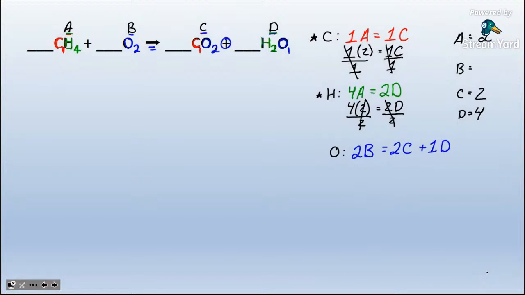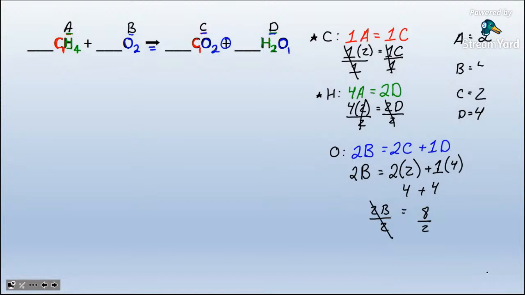And I can look at oxygen's. So 2 times B, where B is still unknown, would equal 2 times C, where C is defined as 2, plus 1 times D, where D is defined as 4. So that gives me 4 plus 1 times 4 is 4. So 4 plus 4 is 8. So 2B equals 8. And solving for B, I divide both sides by 2. So B would equal 8 halves, or 4.